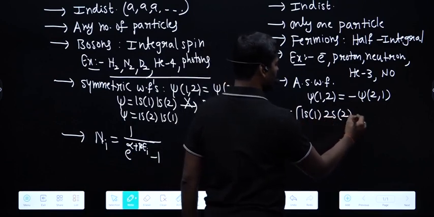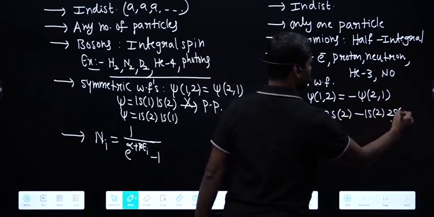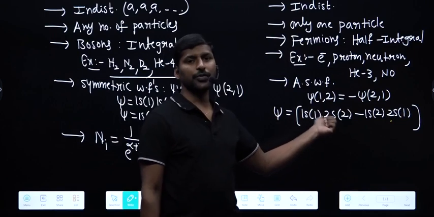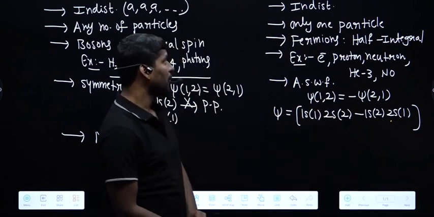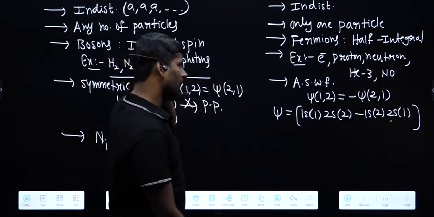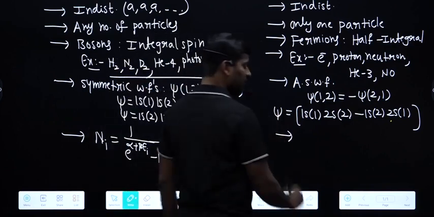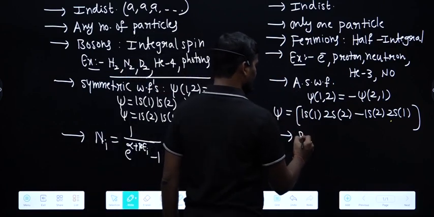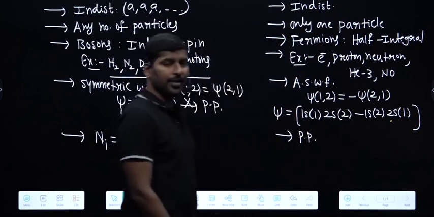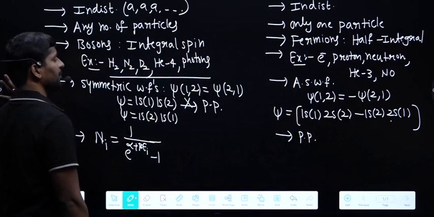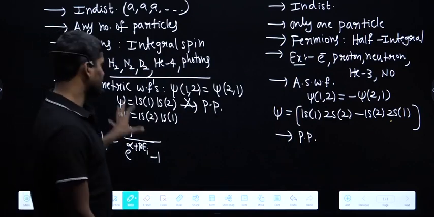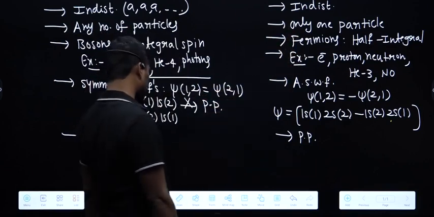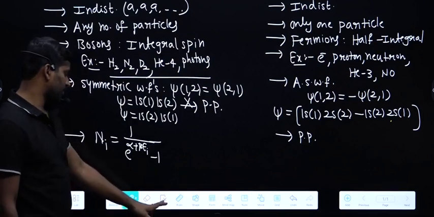For example, if you have it like this and you exchange the electrons, what will we get? Negative of this one we will get. So fermions possess which type of wave function? Anti-symmetric wave function. According to Pauli's principle, the wave function should be anti-symmetric. That means these fermions follow what? Pauli's principle. And these are the three types of statistics we have: Maxwell-Boltzmann statistics, Bose-Einstein statistics, and Fermi-Dirac statistics.